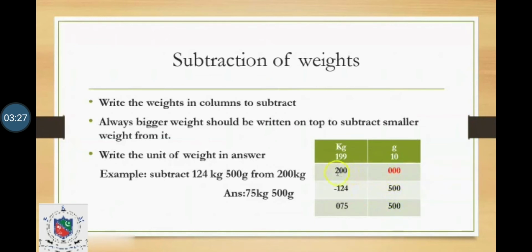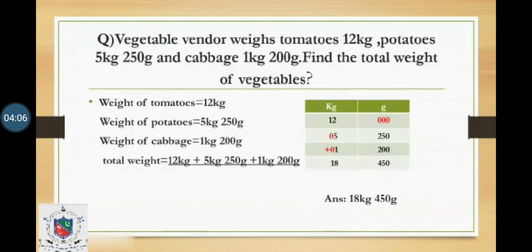Now, we can't subtract 5 from 0, so we have to borrow from here. And 10 minus 5 is 5. Now, as we borrowed from here, 9 minus 4 is 5. And 9 minus 2 is 7. And from 2, we borrowed 1, so it's 1 here. That's why 1 minus 1 is 0. And after subtracting, we are getting the answer as 75 kilogram and 500 gram.